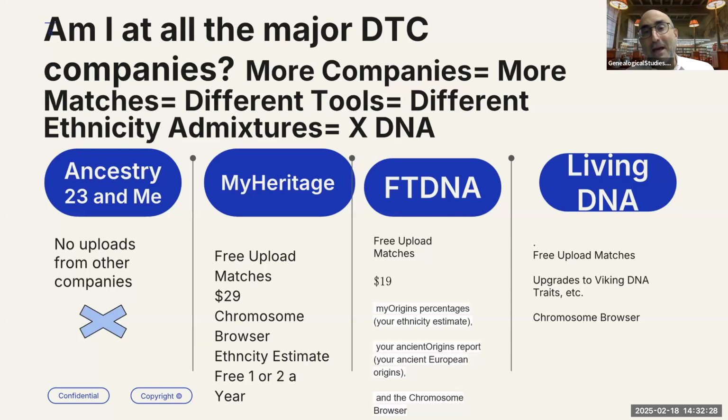FTDNA, you can upload your matches for free, but for an additional $19, then you get an ethnicity estimate, ancient origins for your ancient European origins, and access to the chromosome browser. Living DNA is very similar. You can upload your matches for free, get into the matching database for free, but there's additional services if you'd like to upgrade to find out how much Viking DNA you have, which traits you have, use the chromosome browser, you have to pay additional fees.